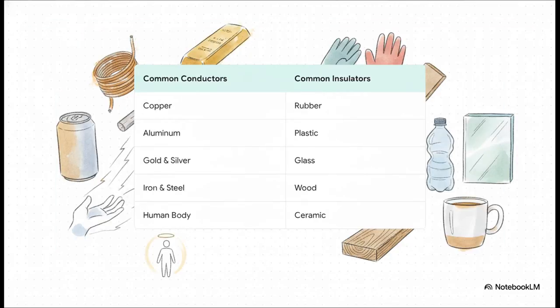And once you know what to look for, you see these materials everywhere. For conductors, you're thinking of metals, of course, copper, aluminum, gold, and silver. But hey, look what else is on that list. The human body. Yup, that's a big reason why electrical safety is so important. And for insulators, we've got rubber, plastic, glass, even wood and ceramic. All the stuff we use to protect ourselves from the conductors.